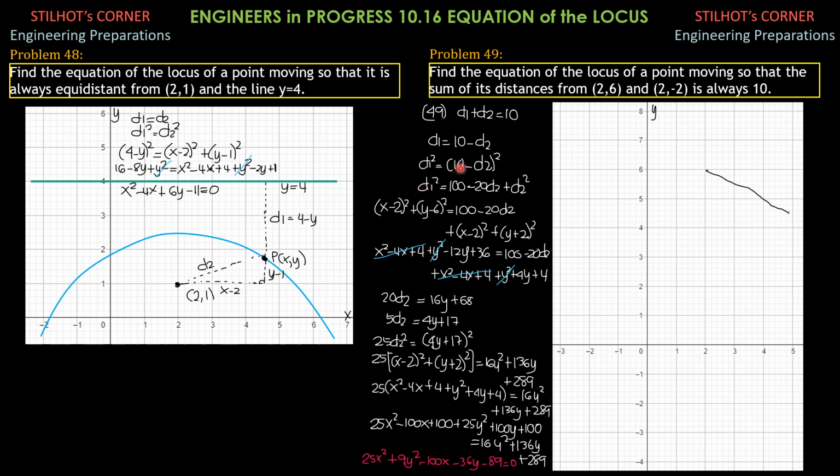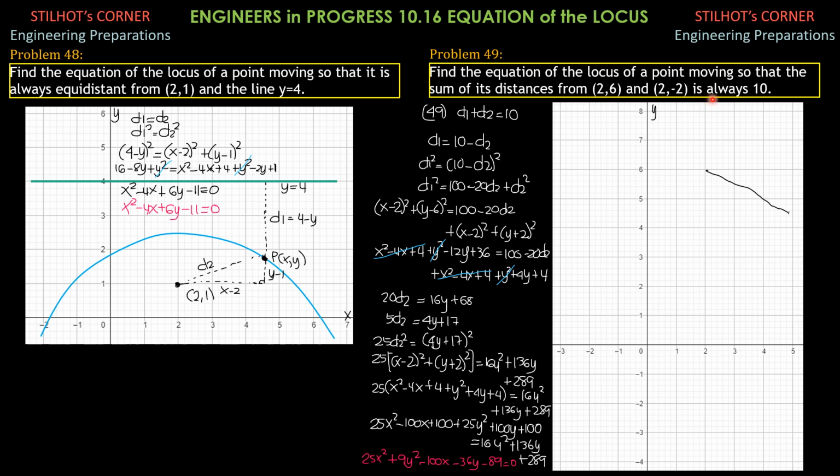Then for the second problem, problem 49. Find the equation of the locus of a point moving so that the sum of its distances from (2, 6) and (2, -2) is always 10. So we first plot these points and the possible locus.